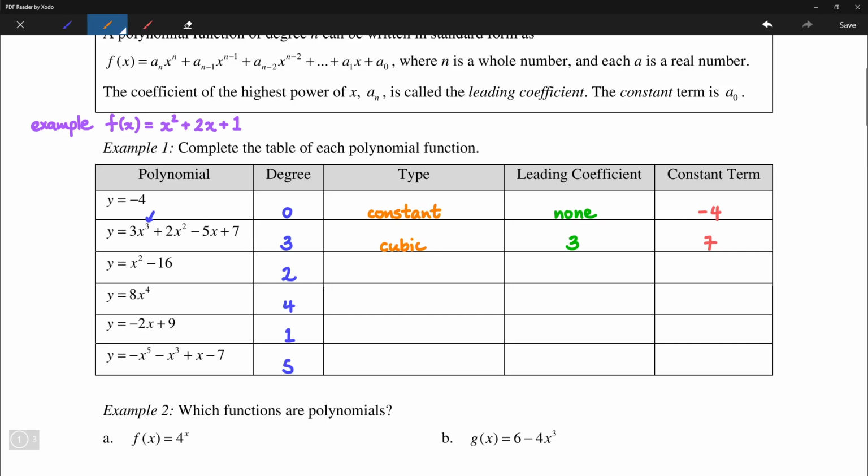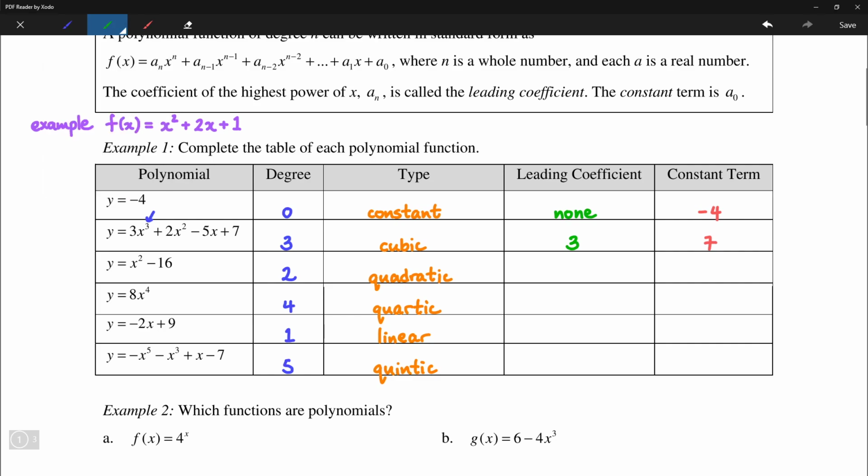So we have seen before a degree 2 polynomial is quadratic. A degree 4 polynomial is known as quartic. A degree 1 polynomial is linear, as we've seen before. And finally, a degree 5 polynomial is quintic. And of course, the degree of these polynomials continue to increase, so x to the 6th power, 7th power, and so forth. But we're just going to cover these 6 different types.